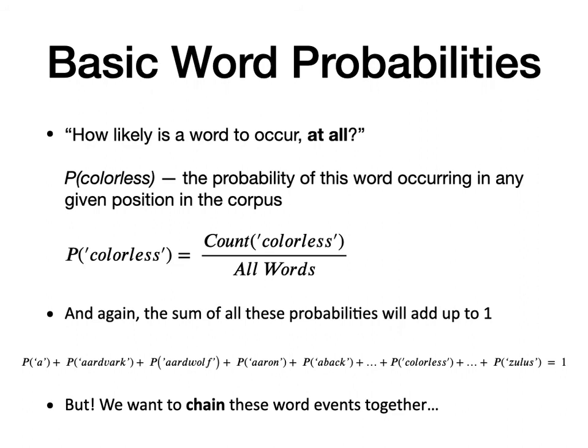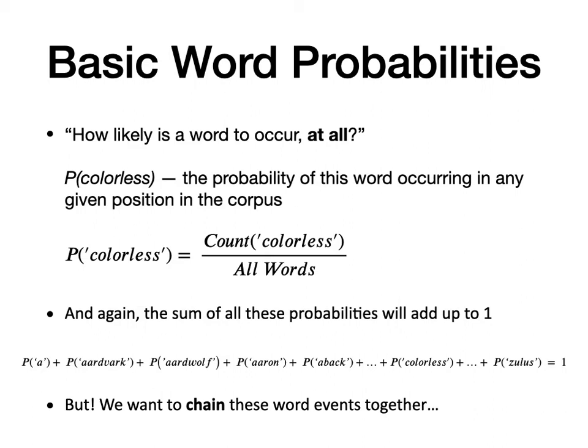The first probability you can do is how likely any given word occurs at all in your corpus, right? So the probability of colorless. What are the odds of that word occurring in any given position in the corpus? You would do the count of the number of times colorless occurs divided by all the possible words in the language you're using, or at least all the ones you find in the corpus. So again, you would sum all these probabilities up to 1.